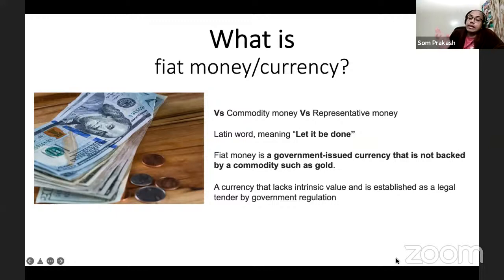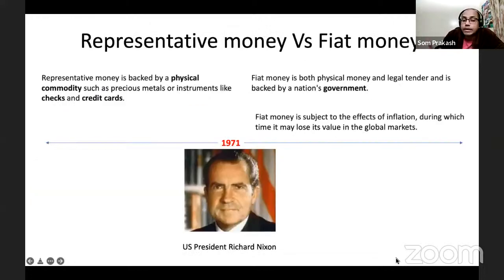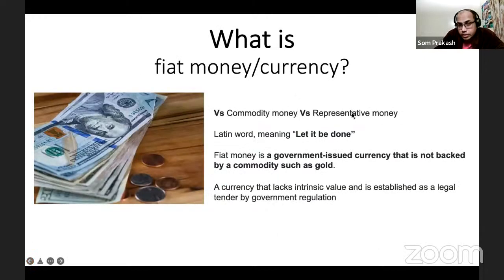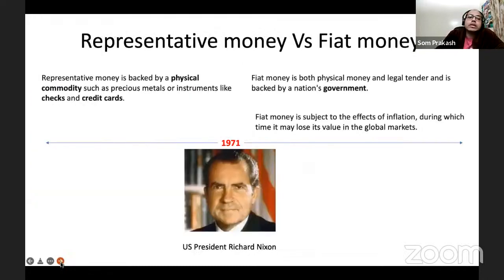Let's go back and understand representative money, which has intrinsic value. Let's understand the difference between fiat currency and representative currency. As we discussed, fiat money is an extension. So what is representative money? Representative money is backed by a physical commodity. We discussed this earlier on this slide, commodity money. So what does that mean, commodity money?